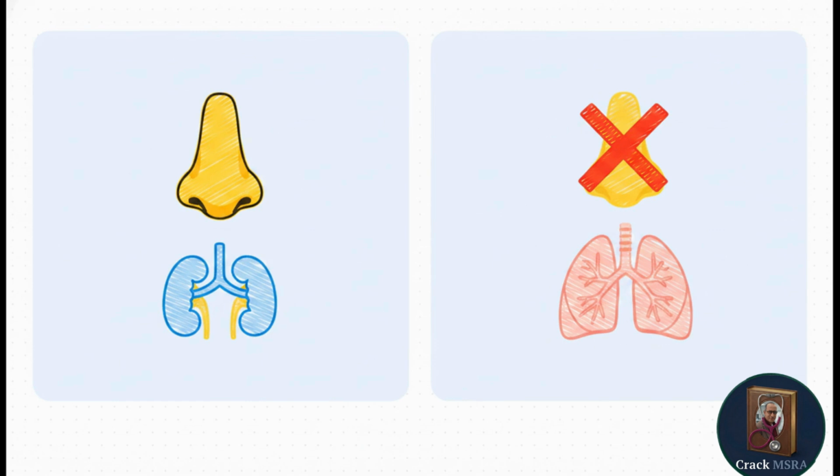Now, contrast that with Goodpasture syndrome. It also causes acute pulmonary hemorrhage and rapidly progressive glomerulonephritis, but it crucially spares the upper respiratory tract. No saddle nose, no epistaxis. Plus, it's defined by anti-GBM antibodies, which target type 4 collagen in the basement membranes. So remember, upper airway involvement is your absolute key discriminator here.